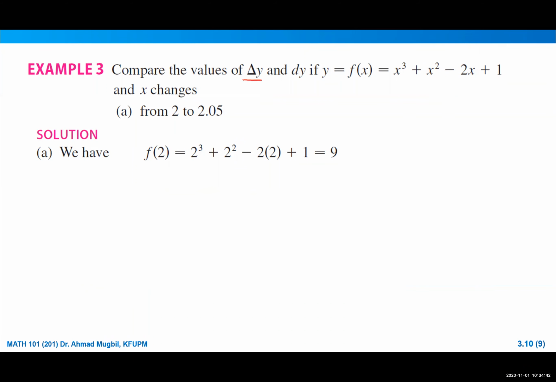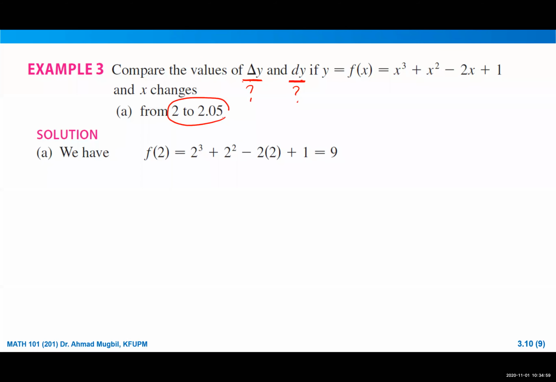Compare the values of delta y and dy. Look, they are not the same. They are approximately the same. So we need to find this, and we need to find this. And this is the function. And we need to compare them when x changes from 2 to 2.05.